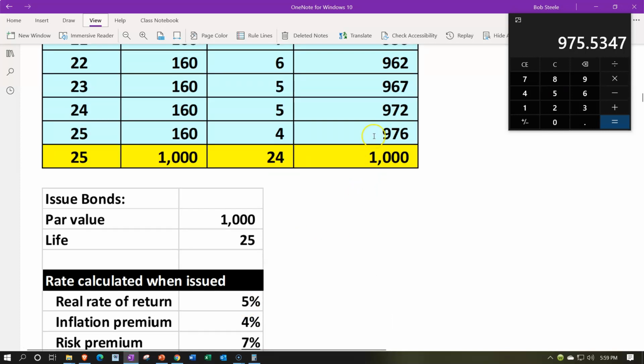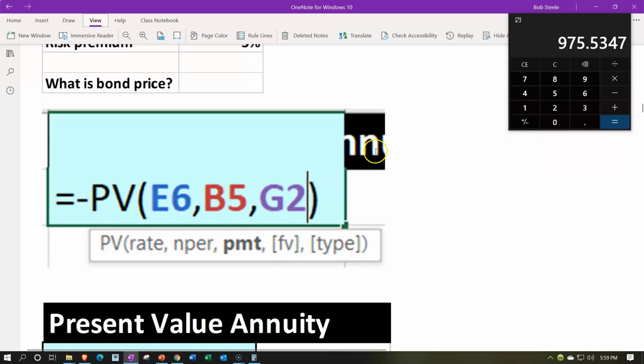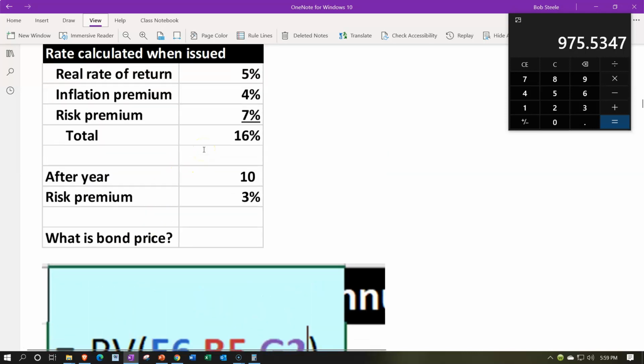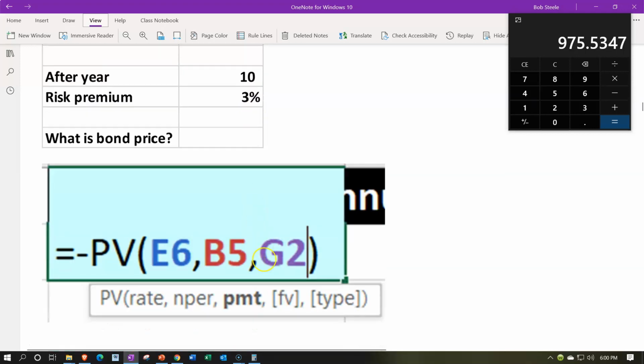Let's do this one more time, and then we'll do the 1,000. The 976 or 975 point something, we can also do with Excel. So here it is with the Excel formula. Present value, brackets, rate. That's going to be the market rate, which is 16%, comma, number of periods, 25 of them, in this case years, comma.